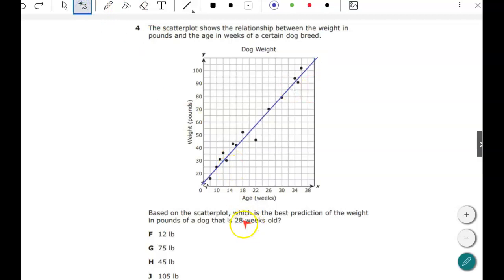And so we're looking for 28 weeks. This is the age. So here's 26, here's 30, so 28 would be here. It looks like it's pretty close to this one. So that's between 70 and 80, which is 75. So this one is G.